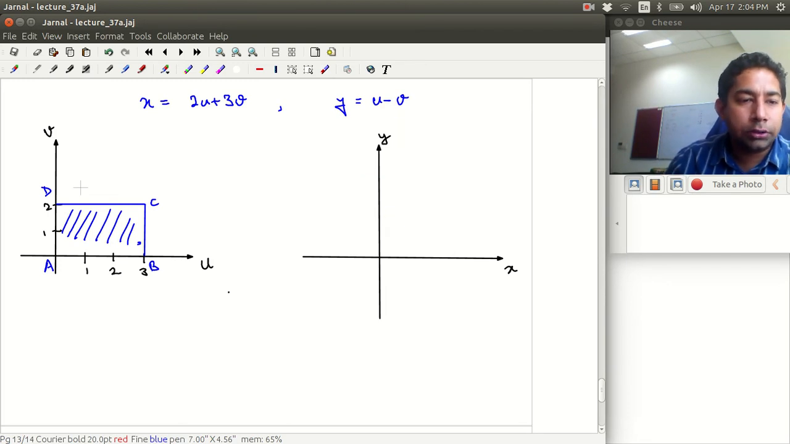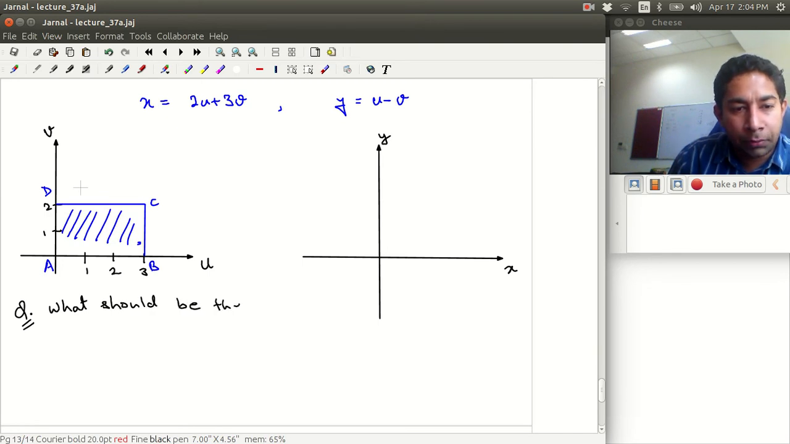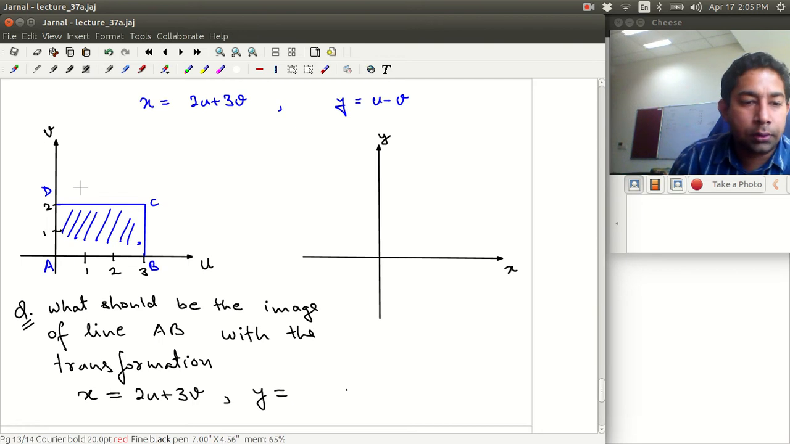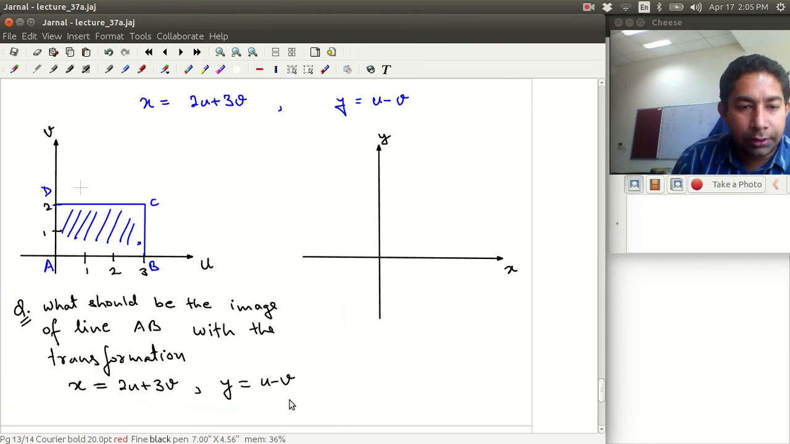So first you can ask the question, what should be the image of the line AB along this transformation, with the transform equations that x is 2u plus 3v, and y is u minus v. Let's set that question aside, keep it separate.